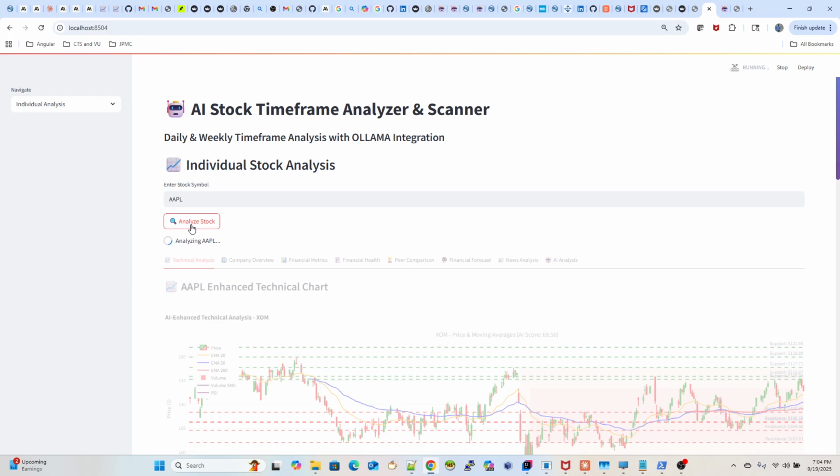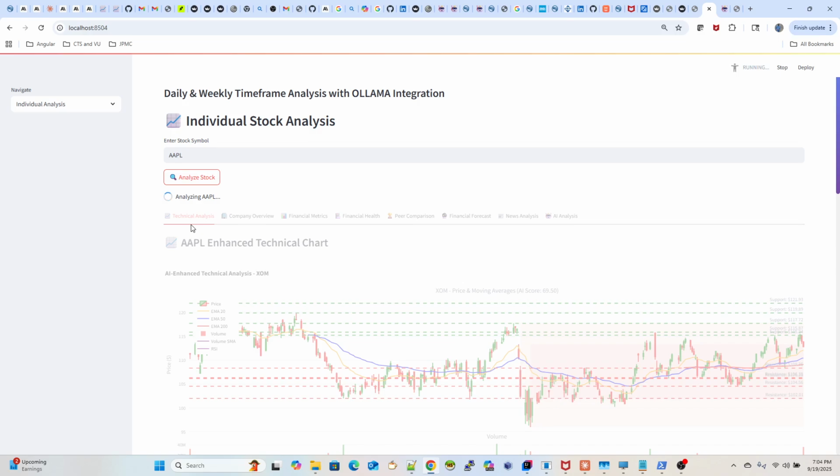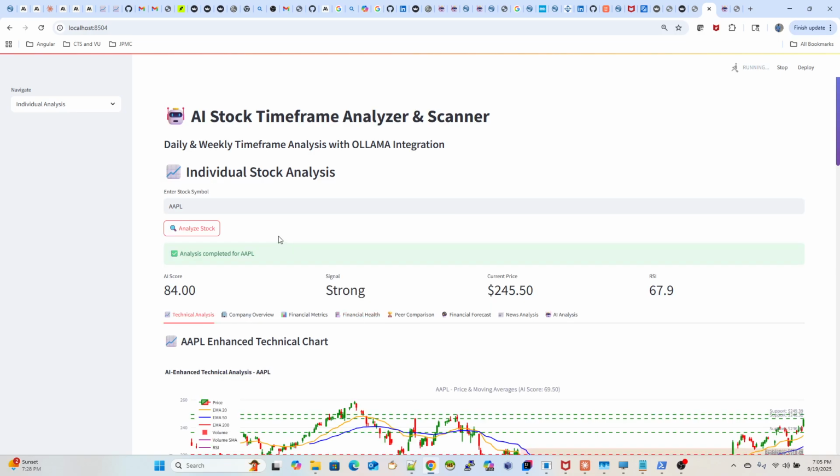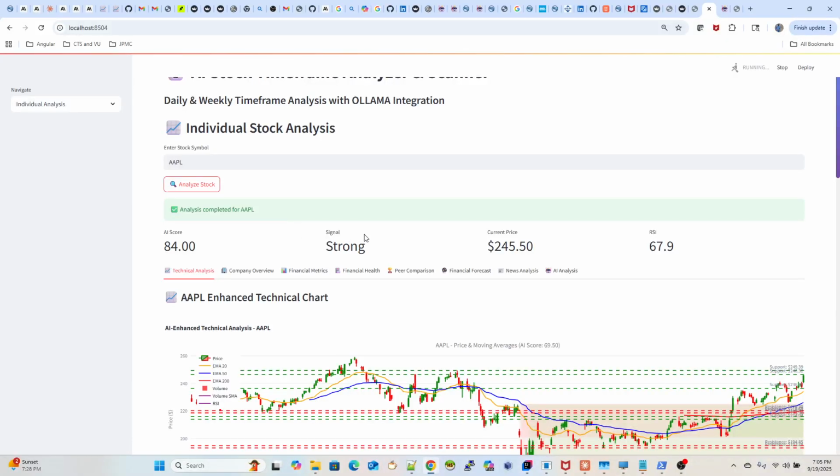Now I have clicked the stock analyze button. It will take some time to generate this, so meanwhile we'll wait for the response. Now if I look here, ultimately what we are going to do is give the AI score out of 100, the strength of the final analysis, and then we give signals like buy, sell, or strong buy, and then we provide the current price and the current RSI, at what point the RSI is.